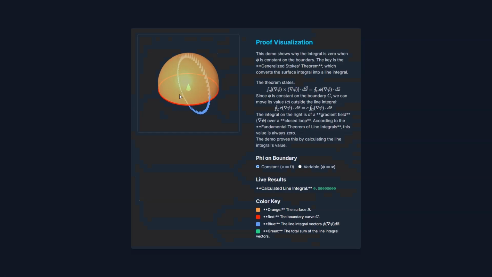If this total were not zero, the world would work very differently. A non-zero result over a closed loop would mean you could move an object in a circle and indefinitely gain energy, creating a perpetual motion machine. This mathematical proof confirms that as long as the underlying fields are balanced at the boundary, the system remains closed, and no net energy or work is created out of nowhere.